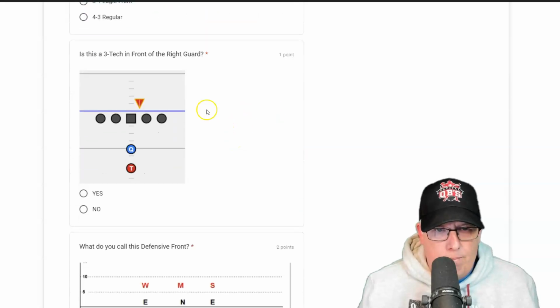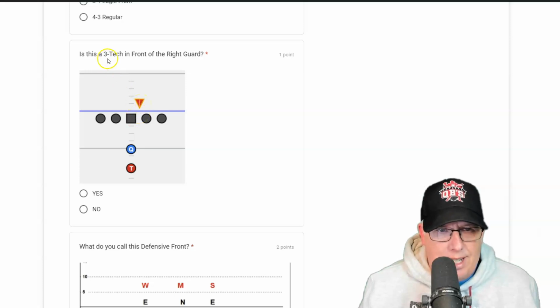Now, for 1 point, this defensive player is lined up in the A-gap. Is this a 3-tech in front of the right guard? Yes or no? Is this a 3-tech or maybe it's a 1-tech, right? So, no, it's not a 3-tech. I think it's a 1-tech. So we're going to say no, it's not a 3-tech.